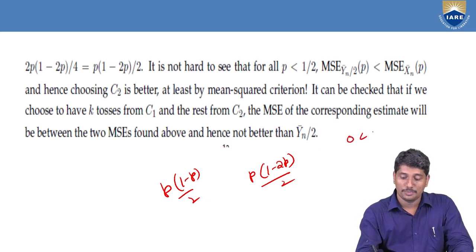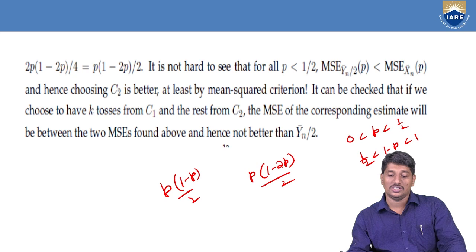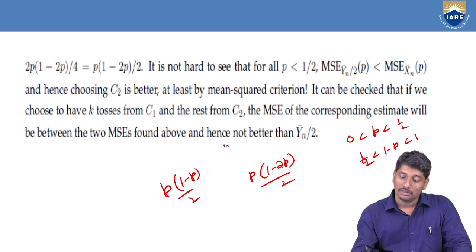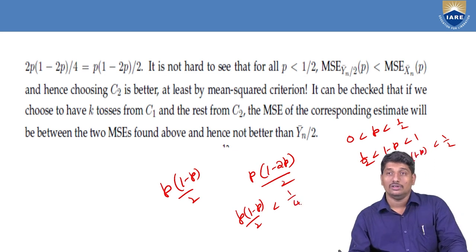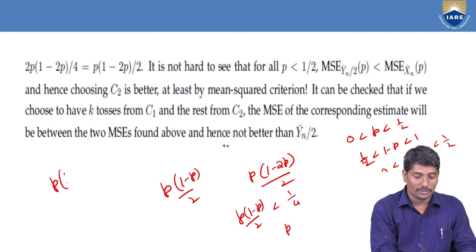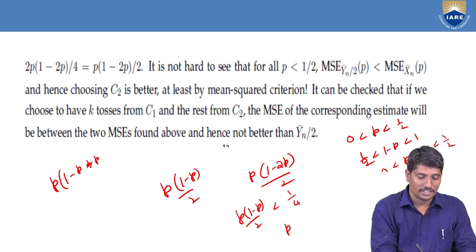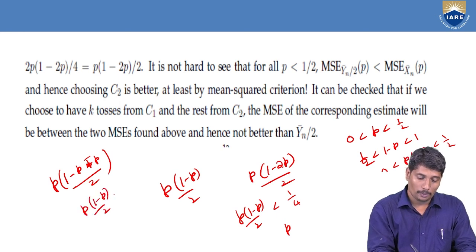As p ranges between 0 to half, 1 minus p ranges between half to 1, we have 0 less than p into 1 minus p less than 1 by 2, and p into 1 minus p by 2 will be less than 1 by 4. Whereas when you consider p into 1 minus 2p by 2, that means p into 1 minus p by 2 minus p square by 2, that means 1 by 4 minus some quantity.